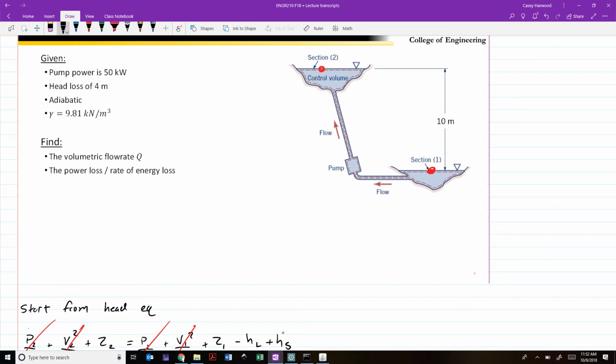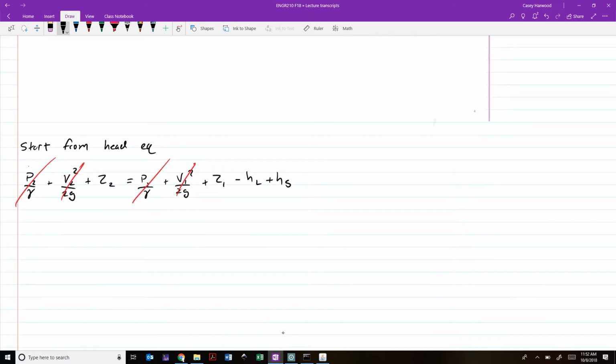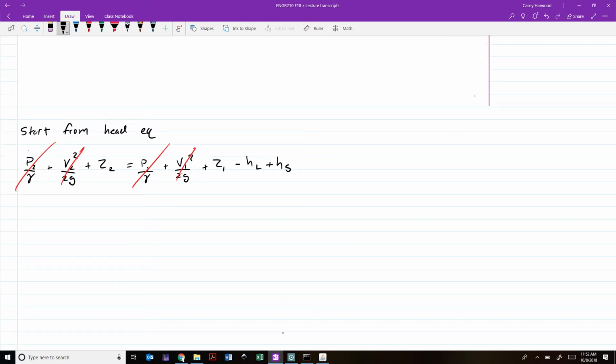So the next step here would be solving for the shaft head, H sub s, which is simply going to be Z2 minus Z1 plus the head loss. 10 meters plus that 4 meter head loss is equal to 14 meters.